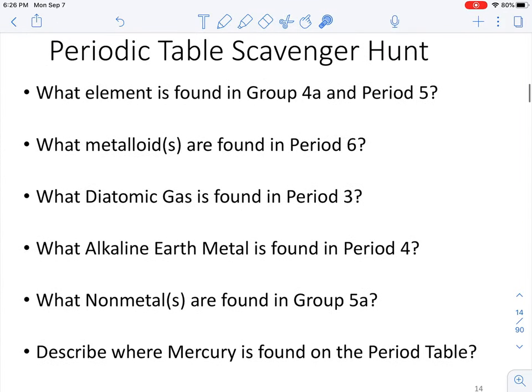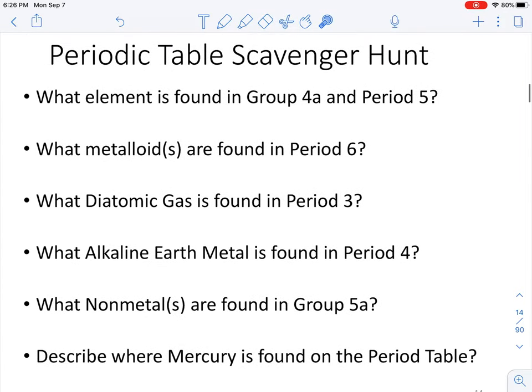All right, so what we're gonna do is play a quick little game that's known as the periodic table scavenger hunt. The periodic table scavenger hunt just helps us utilize the terminologies that we've gone over. Basically it's gonna help us exercise those terminologies and identify the elements based on what it's describing. And so let's go ahead and look at the first example. So what element is found in group 4A and period 5?